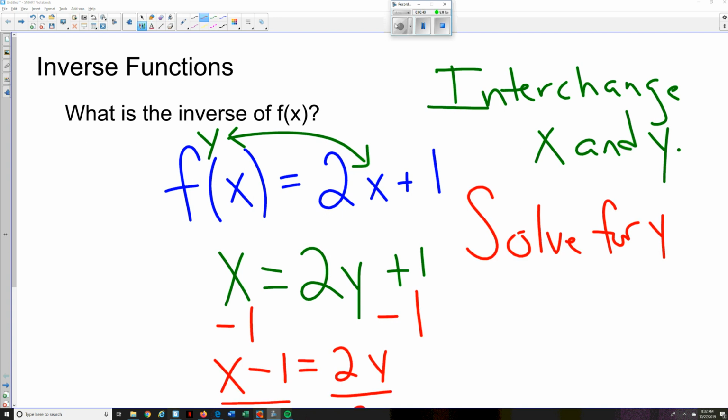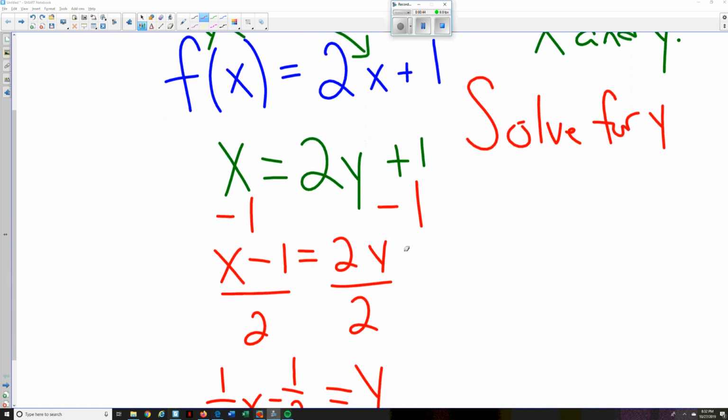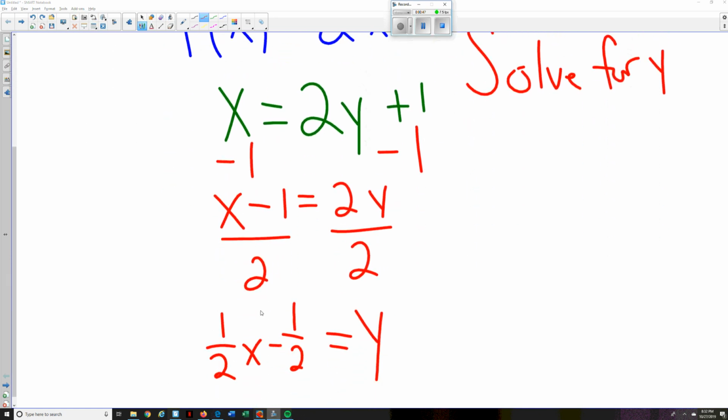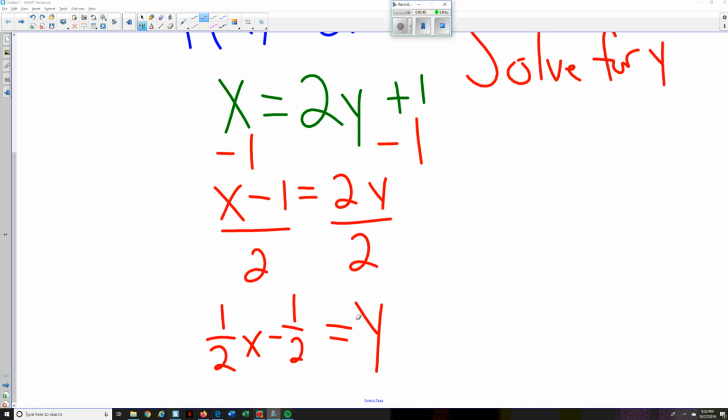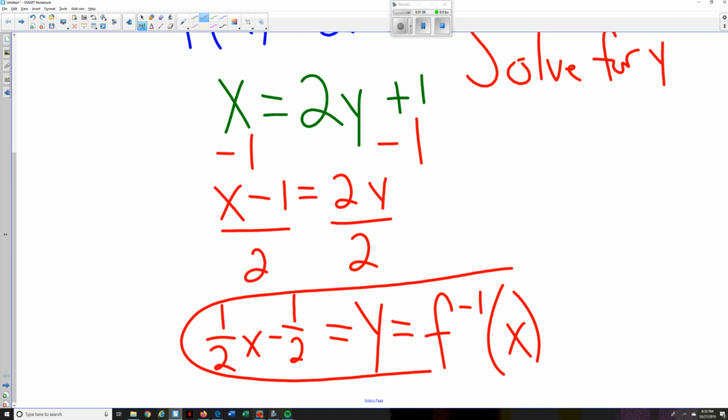So as you can see, we subtract 1 from both sides, and then we continue to scroll down. We divide by 2 on both sides, and so we get a half x minus a half. This we refer to as f inverse. We use this notation here with the -1 looking like an exponent, let me say that correctly. But this is what we would say is the inverse.